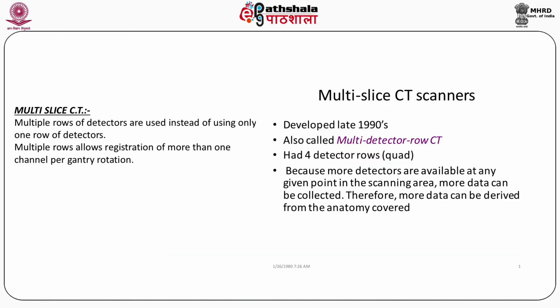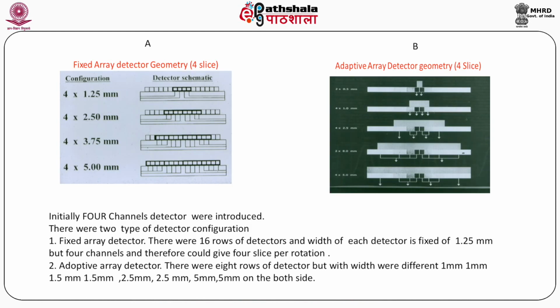Now coming to the multi-slice CT scanner, multiple rows of detectors are used instead of using only 1 row of detectors. Multiple row detectors allow registration of more than 1 channel per gantry rotation. It started with the 4-slice CT scanner. It means that there were 4 channels and different rows of detectors were used. In fact, there were 2 types of technology used initially. One used fixed array detector technology, and the other used adaptive array technology.